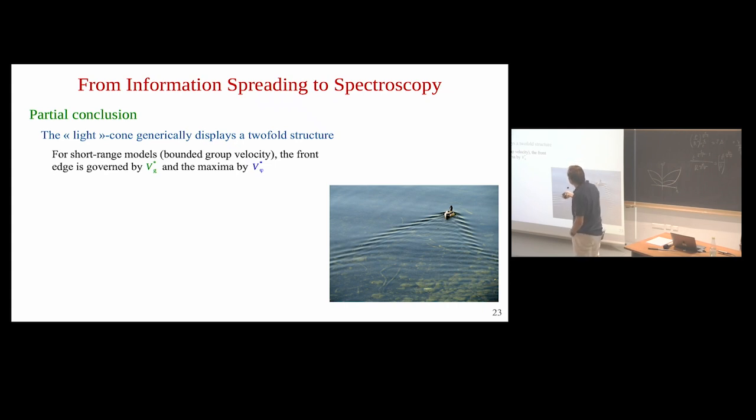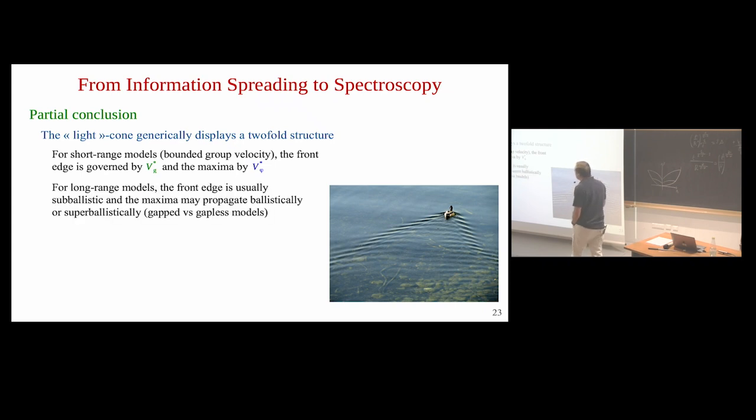In the case of short-range systems, this is important because you don't get the right velocity. In the case of long-range systems, it's even more important. If you look at the maxima, you can have a completely different behavior. You may expect that the propagation is actually ballistic or superballistic, while the edge, the envelope that really governs the propagation of information, is actually subballistic.